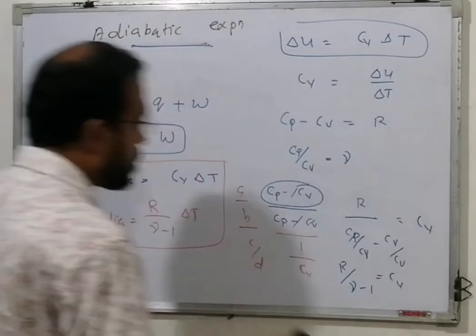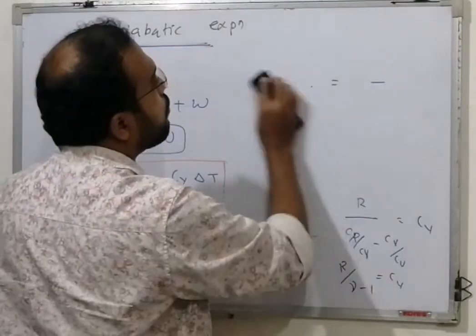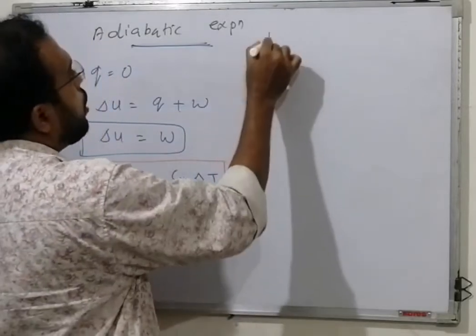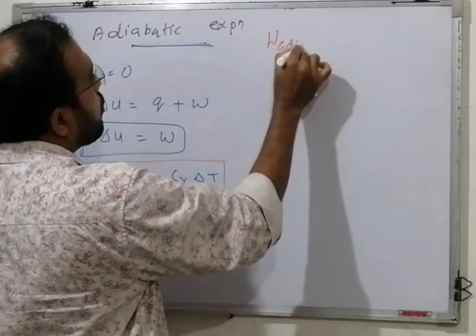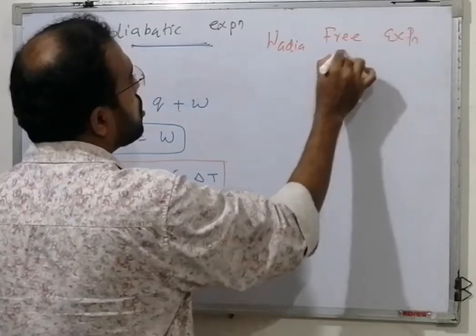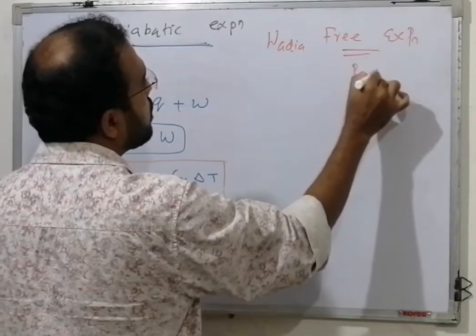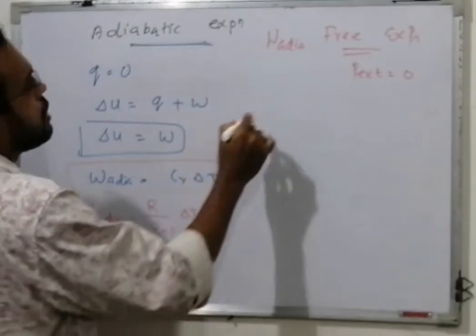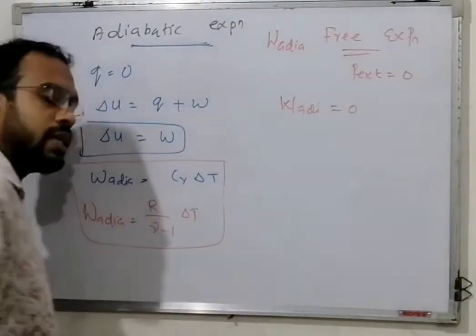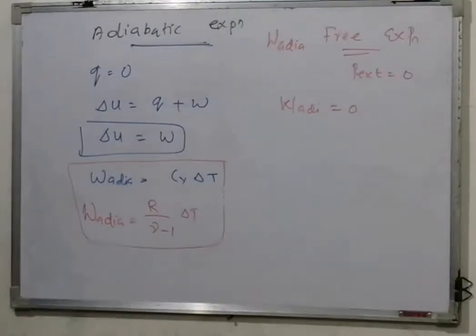Now what is next? Adiabatic free expansion. What is the work for W adiabatic free expansion? Free expansion means P external is equal to 0. Whatever the P external, W adiabatic is also 0 if P external is equal to 0.